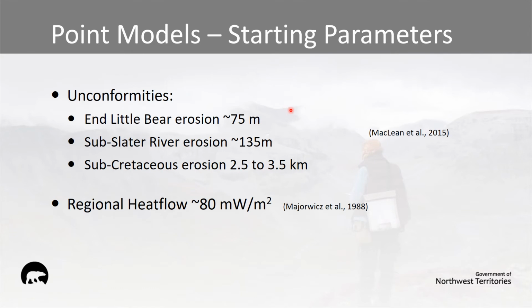With that said, here are some of the assumptions I've used, based on estimates from other researchers. So I've got some estimates on the thickness of rock removed at 3 unconformities. You can see the main one is the sub-Cretaceous unconformity, and that the amount of missing section can vary by quite a bit throughout the study area. I also have an estimate of the average regional heat flow from an older publication here.